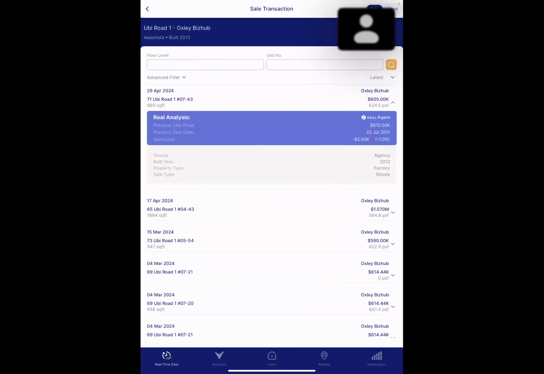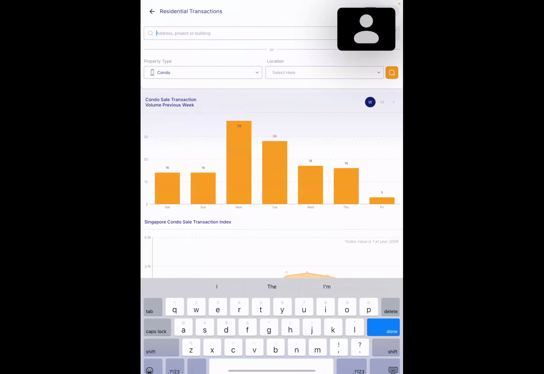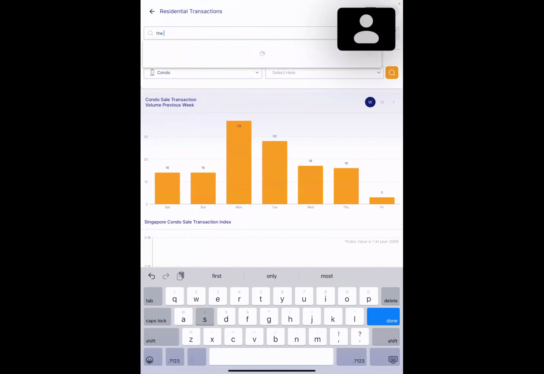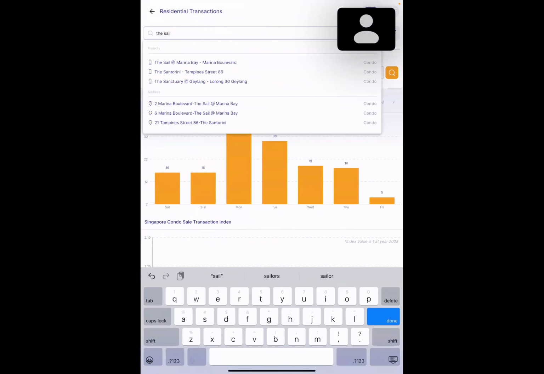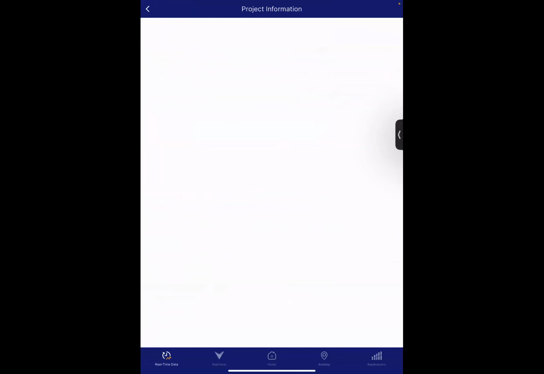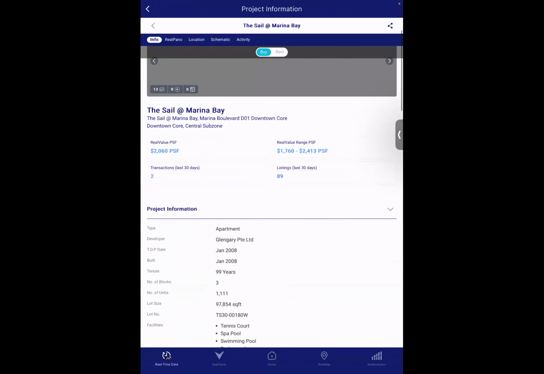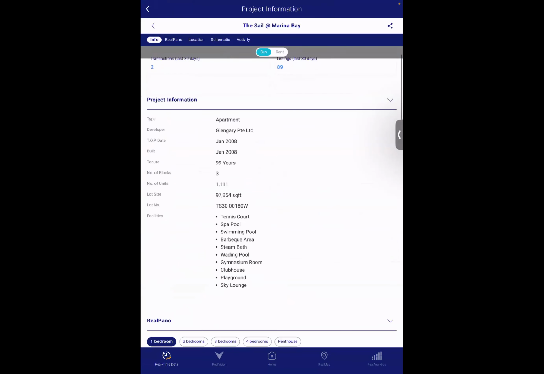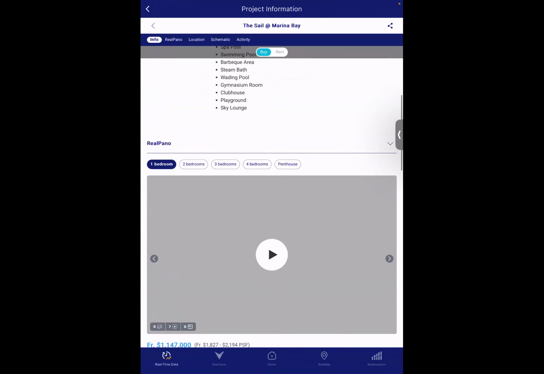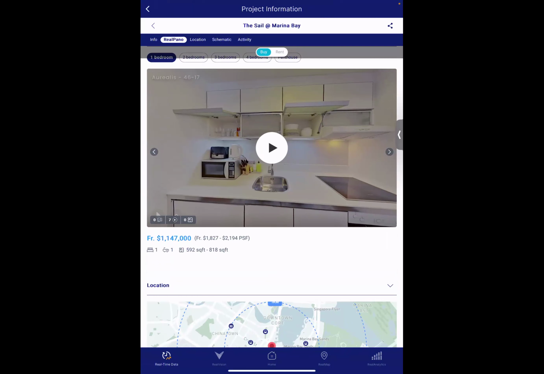Okay, so it works the same way for residential. Residential got a few more buttons. First one is the building information, project information. So you can click in, it shows you the project information like built by who, got what type of facilities, and then if there's any virtual scans that we've done before, it'll all be inside here.